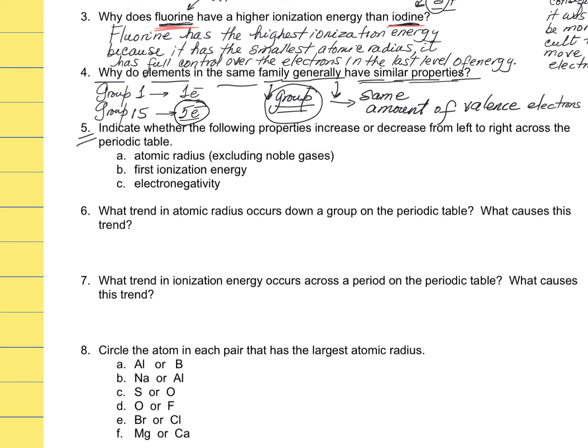Number 5 is super simple because you have to analyze whether the following property increases or decreases from left to right across the periodic table.